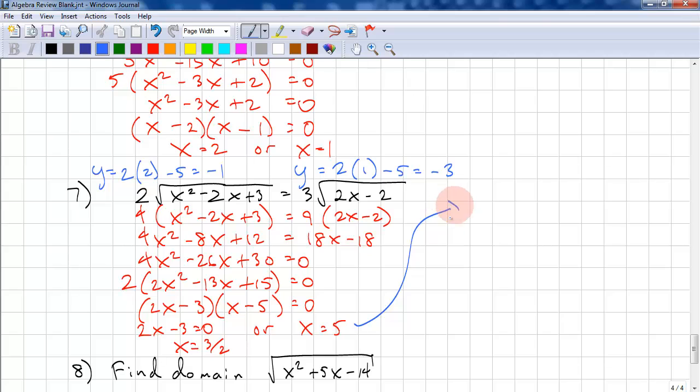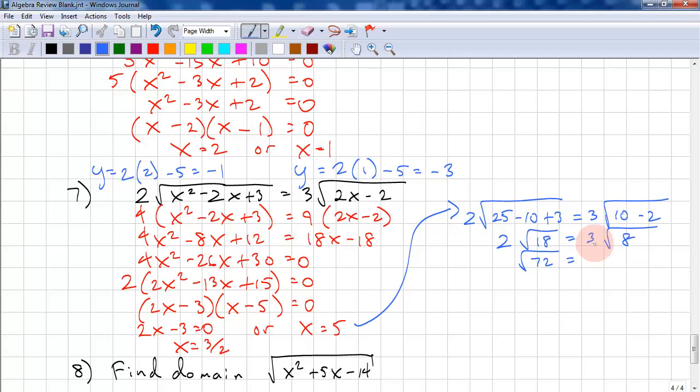We'll start here. 2 times square root 5 squared is 25. 2 times 5 is 10. And plus 3. And then we have 3 times square root 2 times 5 is 10, minus 2. So we have 2 root 28 minus 10 is 18. 3 times root 8. When we bring the 4 in, we're multiplying by 4, so this is square root 72. When we're bringing 3 in, we're multiplying by 9, so this is square root 72 as well, and that's good.